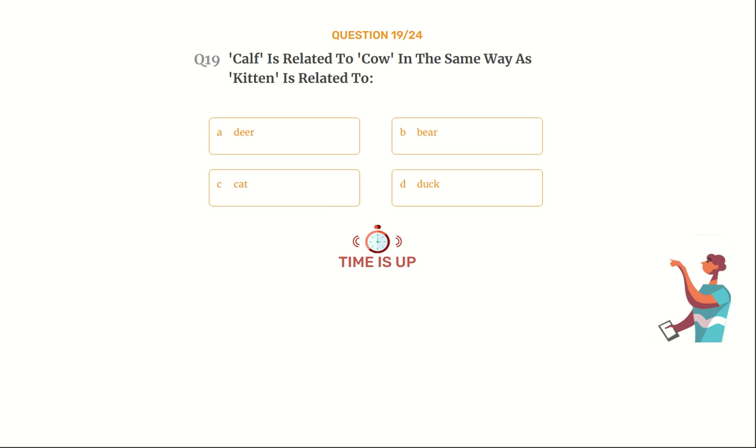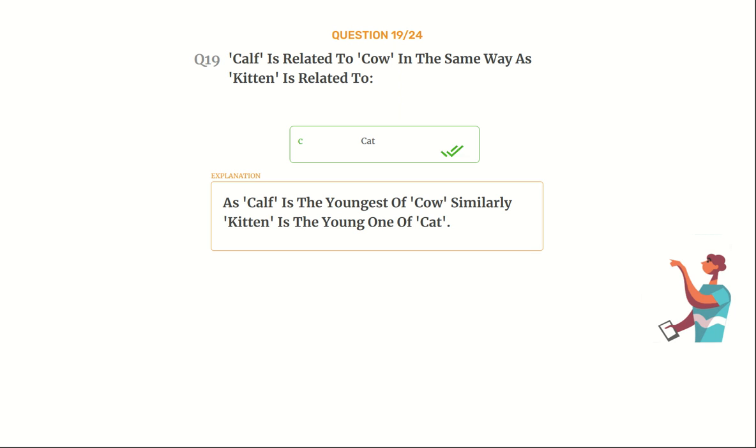The correct answer is option C. Cat, as a calf is the young one of a cow, similarly a kitten is the young one of a cat.